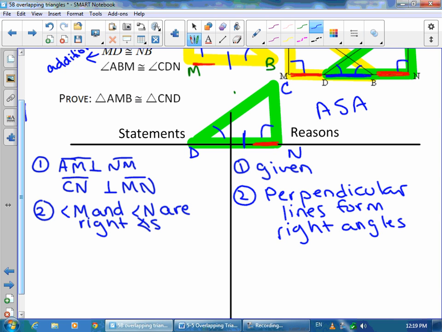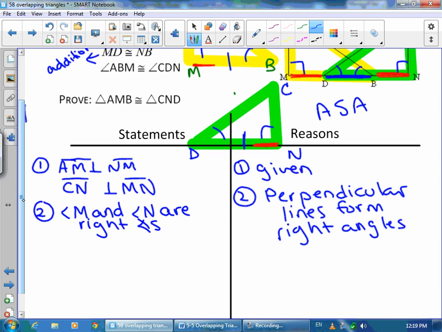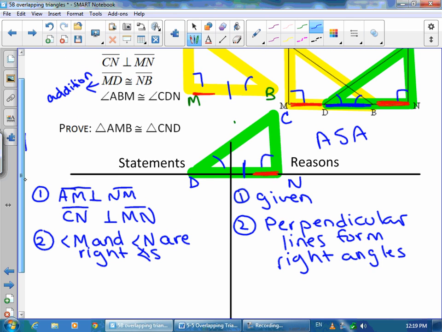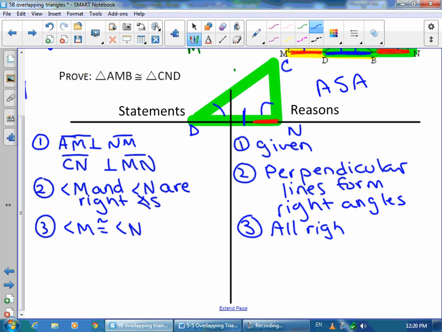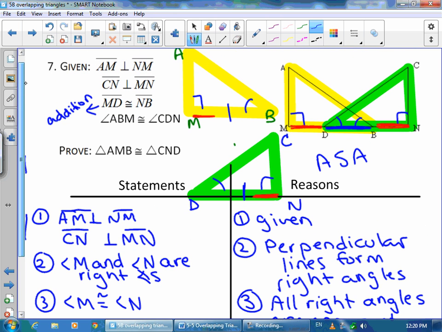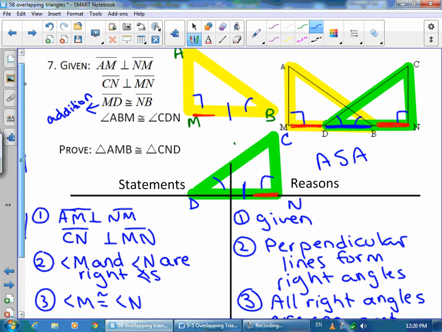Now, since we're not doing hypotenuse leg, we're just doing angle, side, angle, we're going to say that those two angles are congruent to each other. So angle M is congruent to angle N. And we know that reason is all right angles are congruent. It's giving me an angle, so I'm done with that. Let's look at our next given. That was when we didn't have enough. MD is congruent to NB.